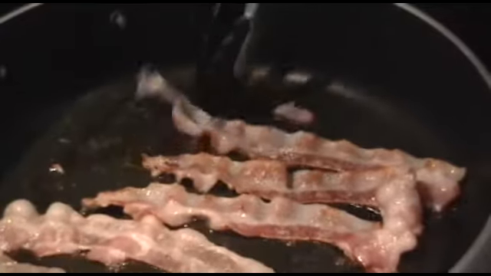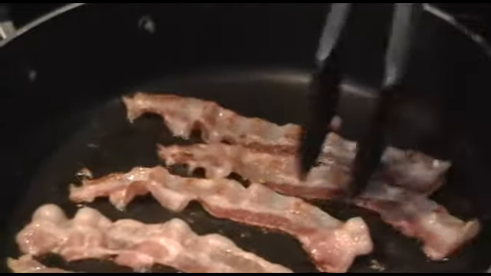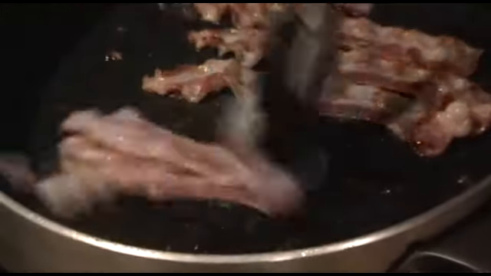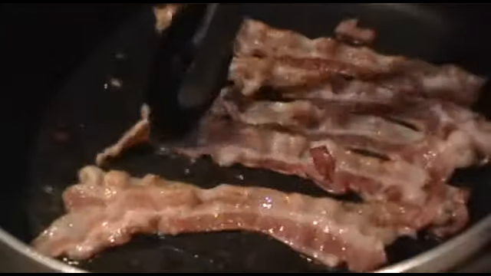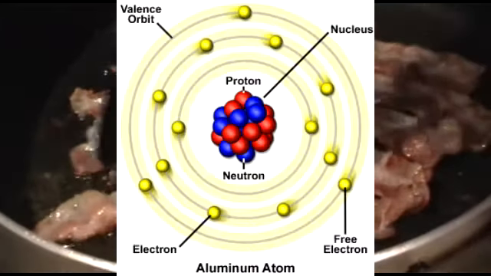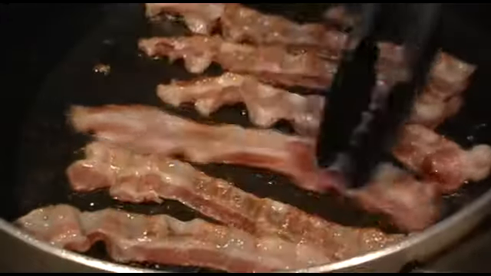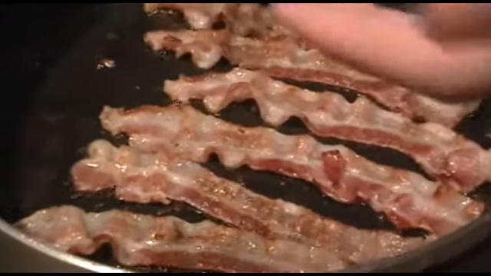That bacon looks good, but this wouldn't be possible without chemistry. We chose a metal pan over a ceramic pan because we're not stupid. The metal that this pan was made of has electrons on its outer shell that are not tightly bound to the nucleus. This makes it a better conductor of heat and cooks our bacon more efficiently.